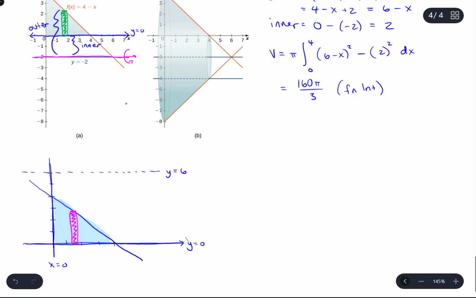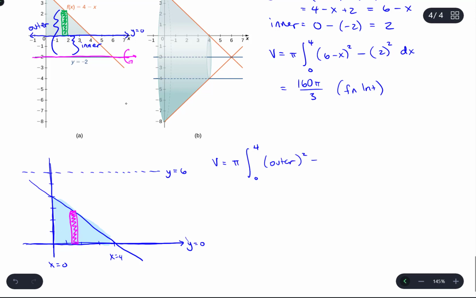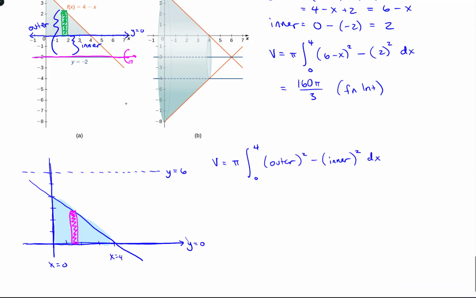And when I set this up, clearly that's still x equals 4 as that. So my volume would be pi times the integral from 0 to 4. And I need to do my outer radius squared minus the inner radius squared dx. Okay, so determining what that outer and inner radius are is really the key.